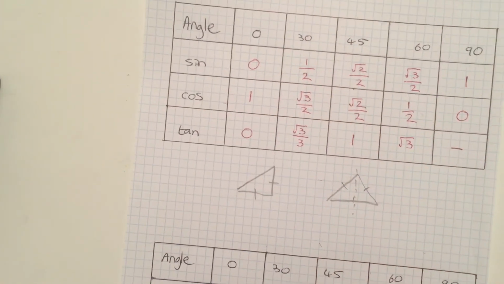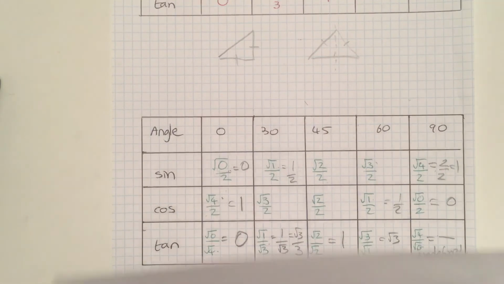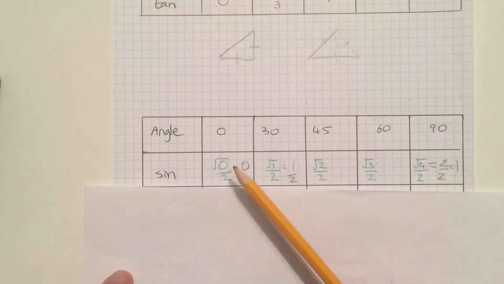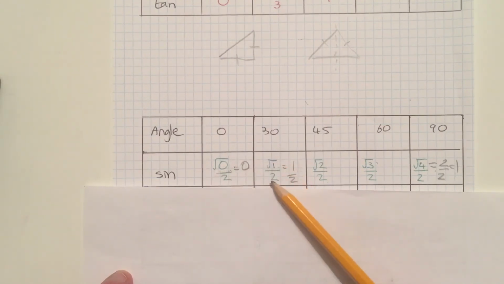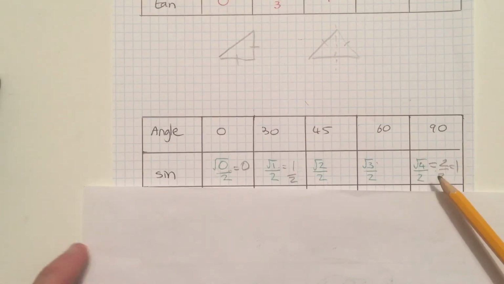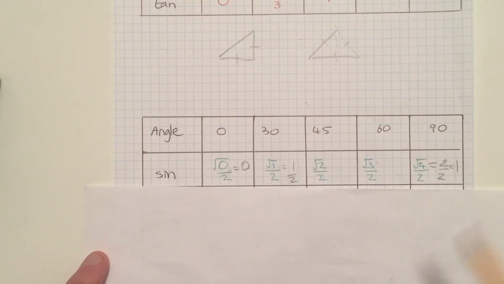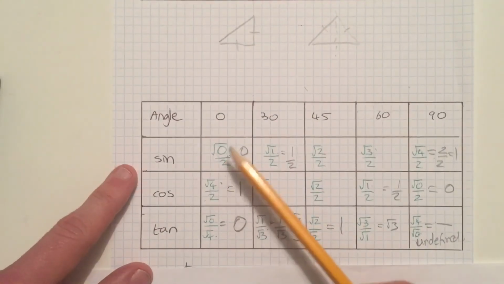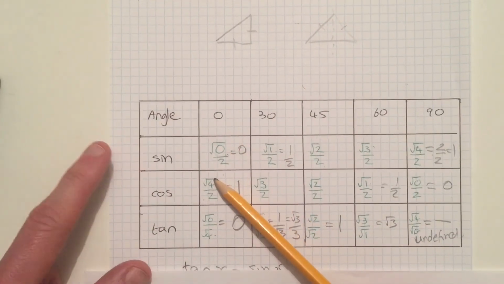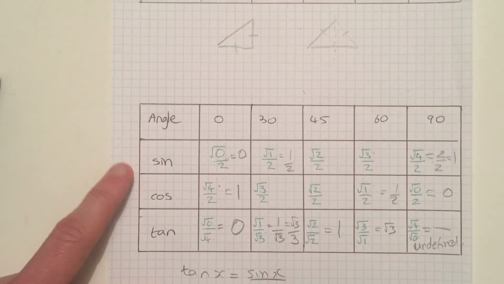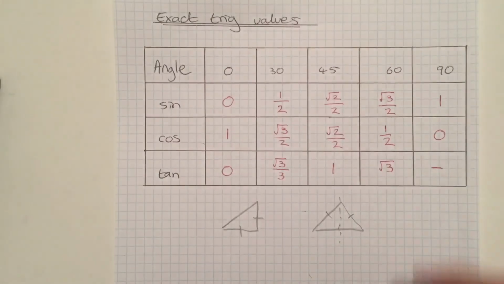So that is how we can create this table of values. If you just remember this row here, so the root 0 over 2, root 1 over 2, root 2 over 2, root 3 over 2, root 4 over 2. Just remember that pattern and then you can simplify it. Cos is the opposite way round. And then for tan, you need to do the numerator here, divide by the numerator here, and then simplify all of that. So that's an alternative way of you getting these.